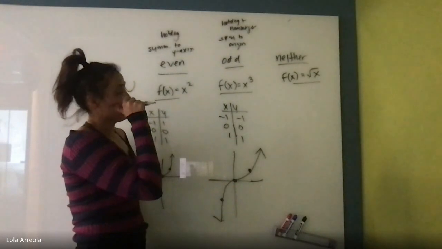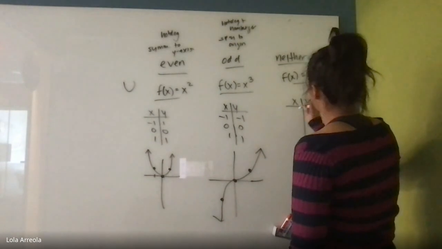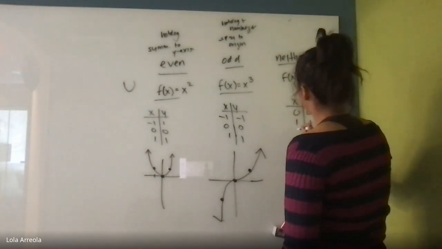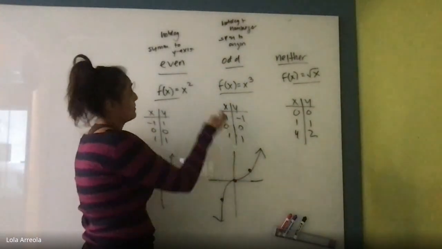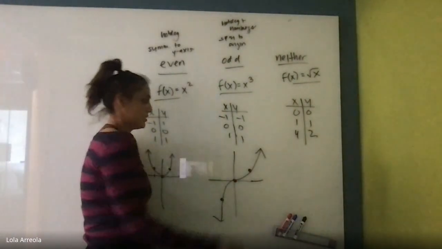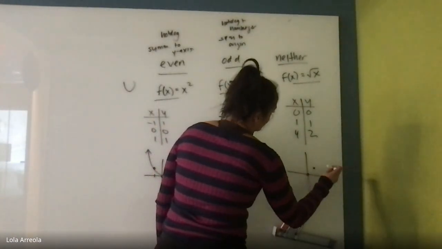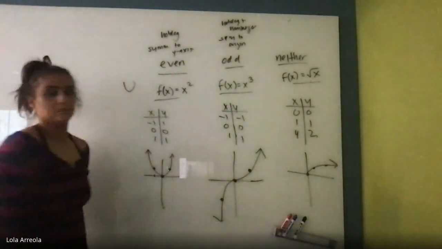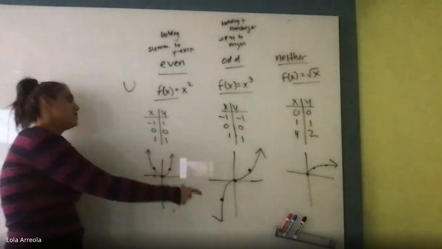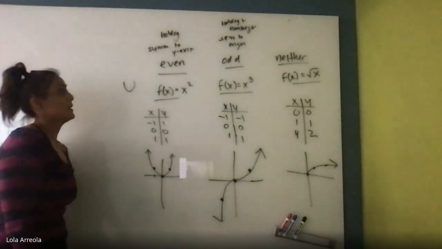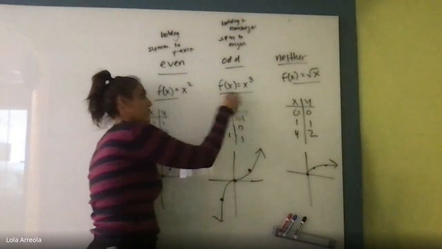And then the neither graph, the points that we start off with before transformation are (0, 0), (1, 1), and (4, 2). This is not symmetric to the y-axis, and this is not symmetric to the origin. This graph just looks like this: (0, 0), (1, 1), (4, 2). Just looks like that. This is on your cheat sheet. What points it starts off with is very important. These are our key points. And when we apply the transformations, it applies the same for all of these.